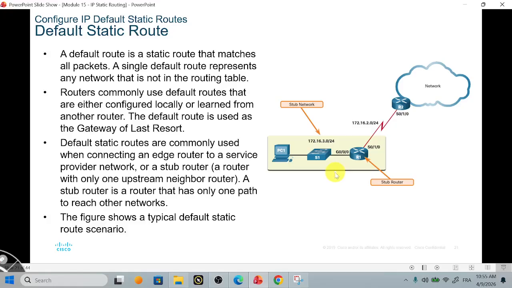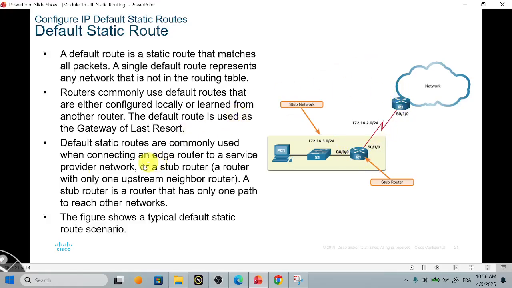This network is the stub. Why? Because it has only one link to be reached from this router. Imagine that there is another router here, and you have another link to this router and to this network. Then this becomes not a stub, because this is one way and this is another way.